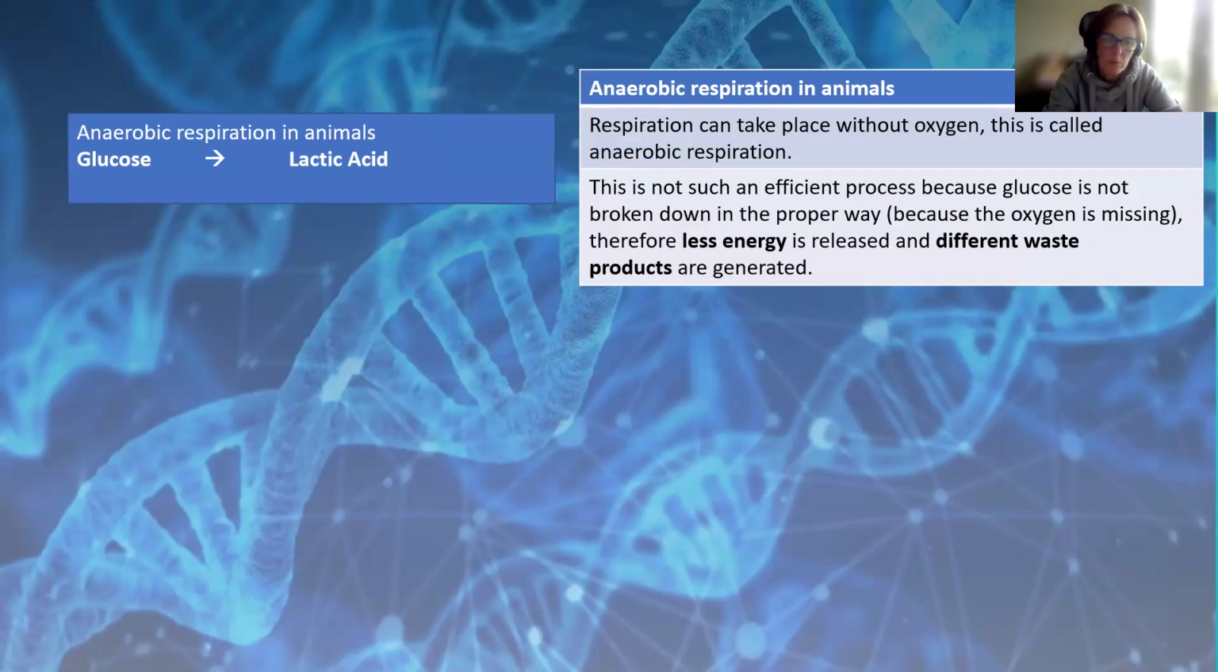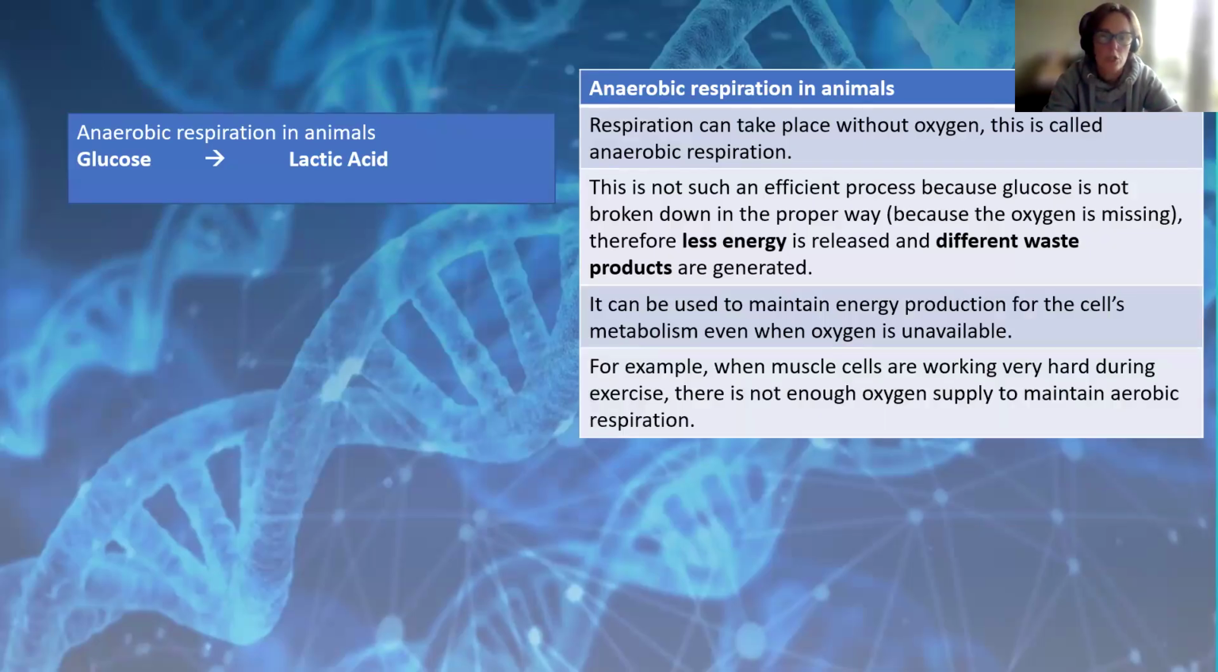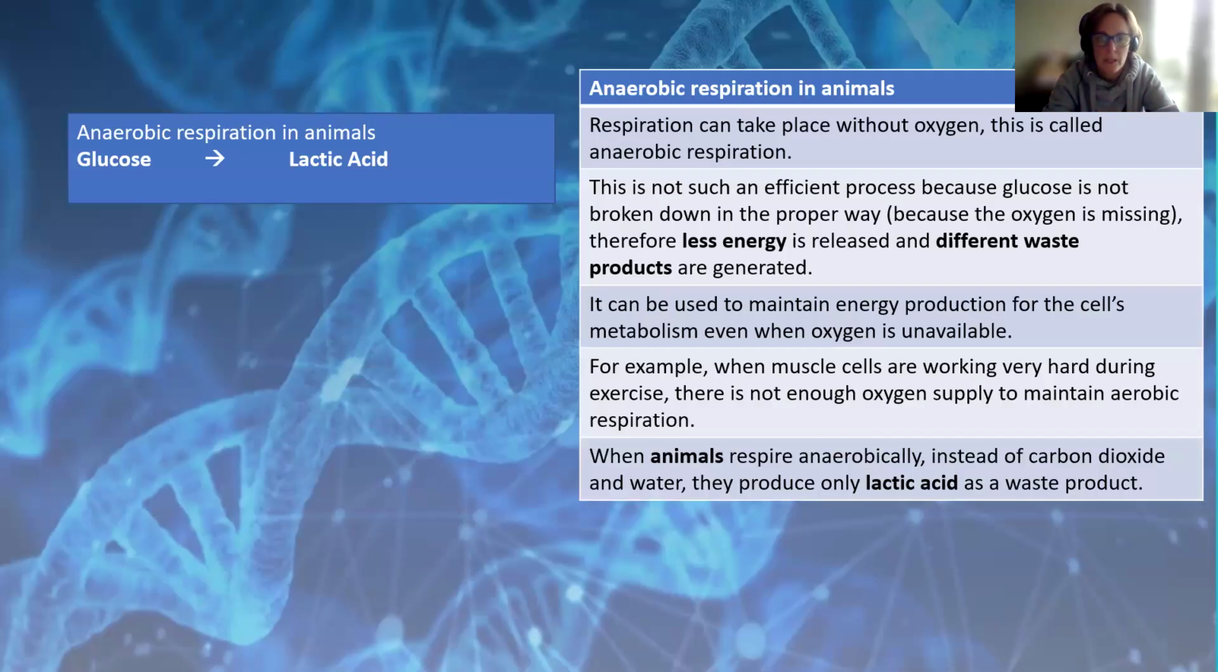There are different waste products generated because there's no oxygen in the process. We get lactic acid buildup instead of the water and carbon dioxide we were getting before. But it's good enough to keep us alive in an emergency when there's no oxygen available. For example, if muscle cells are working really hard during exercise, or it might have been running away from a predator in our evolutionary history, and there's not enough oxygen in our blood to maintain that burst of energy. We're not just able to breathe fast enough to keep going, for example.